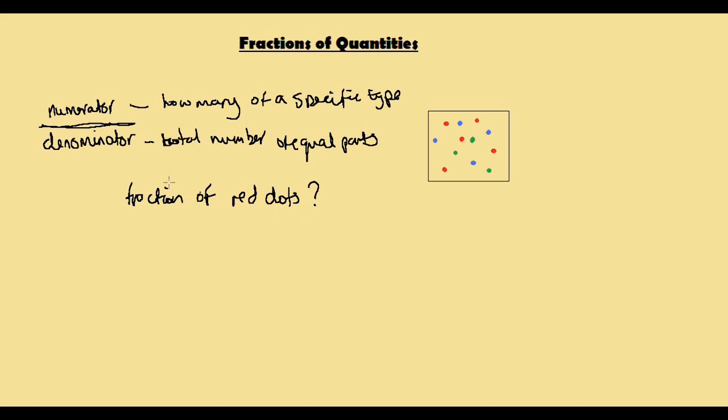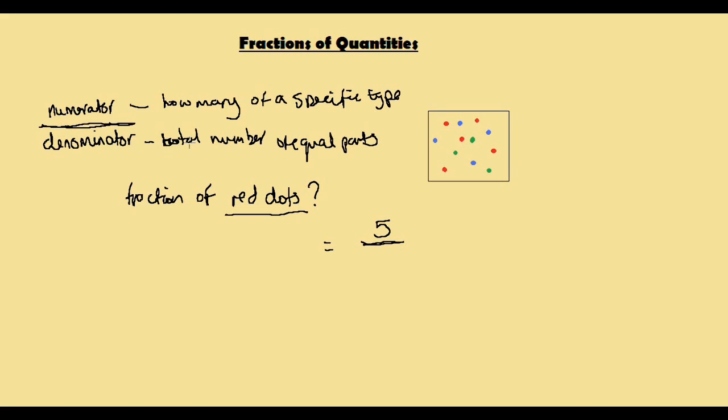Okay, so how do we do that? Well, we've got a numerator and a denominator, so I know that my fraction will have this fraction line here, and the numerator says how many of a specific type. Well, clearly the specific type in this case is red dots. So how many red dots are there? So 1, 2, 3, 4, 5 red dots. So that is the amount of a specific type.